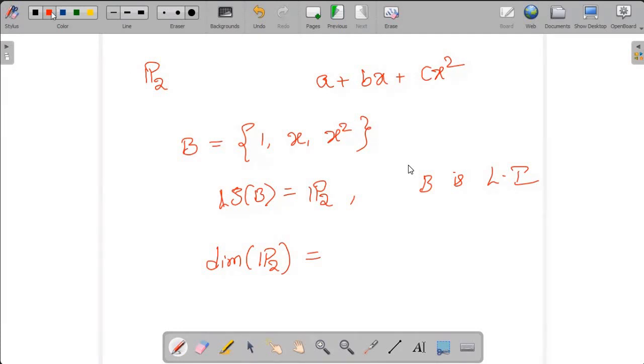And when we talk about dimension, the field is very, very important. What is the dimension of P2? Someone respond, otherwise I'll stop the class. I gave the P2 basis set. Dimension is the number of elements in the basis set. So what is the dimension of P2? What is it?